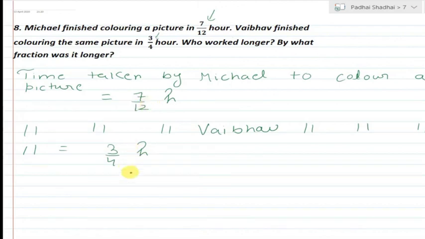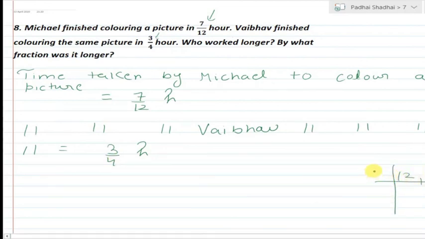So if we want to compare both, we have to make the base same first. Okay, so for making the base same, we will have to convert 4 into 12, or we will need to find out the LCM of 4 and 12. So 12 and 4, the LCM will be 4 into 3, that is 12.